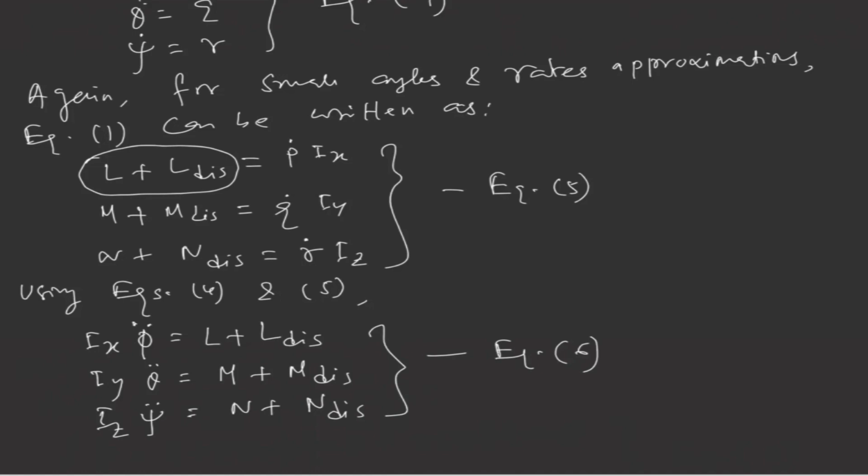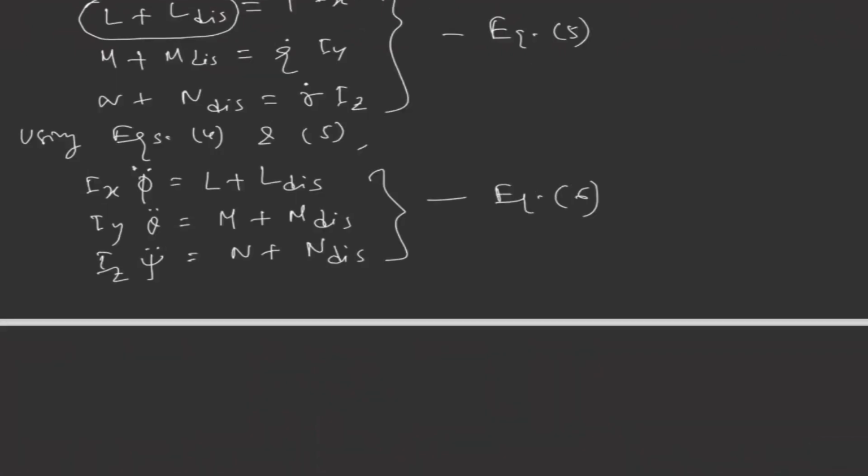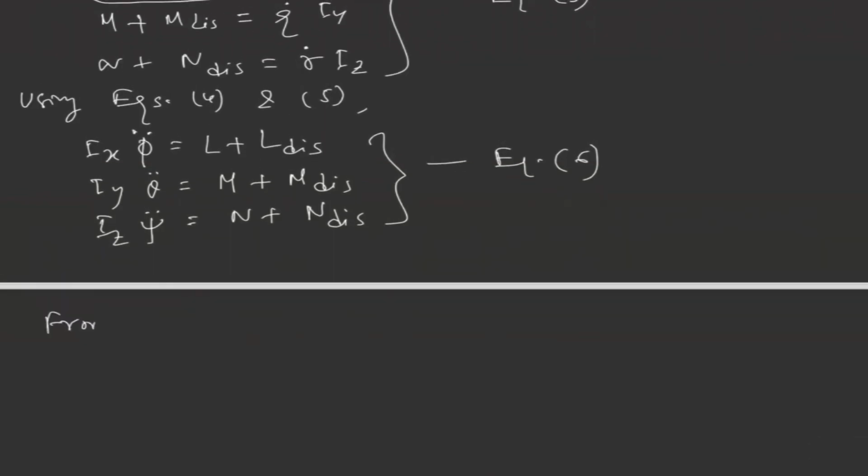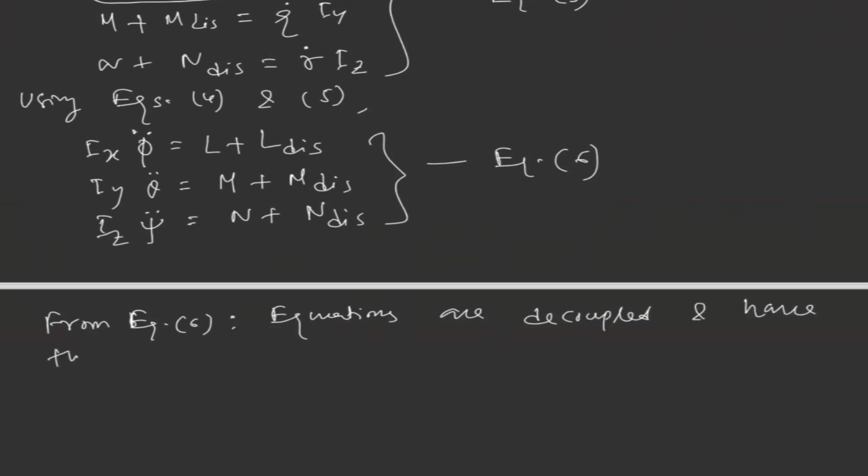Now, if you notice in equation 6, each equation is decoupled from the others and they have the same form. So the conclusion from equation 6 is that the equations are decoupled and have the same form.